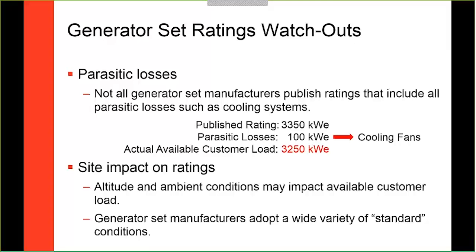The next thing I'll talk about here is the site impact on ratings. Both altitude and ambient may impact the available customer load, and it's important to understand that different generator set manufacturers adopt different standards or a different reference for where their ratings begin, and I'll show you an example of that here.